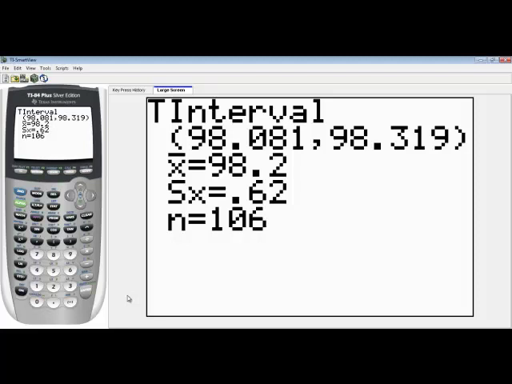We were given a mean and a standard deviation to 2 decimal places, so we'll do the same when we round. 98.08, 98.32.